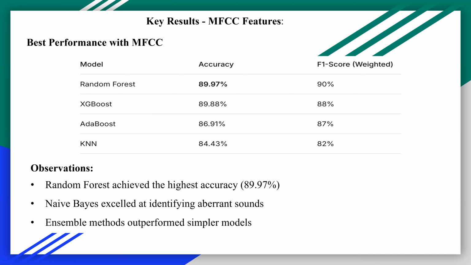Best performance with MFCC: we find random forest with the highest accuracy, 89.97%, and the weighted F score is 90%. XGBoost 89%, and the F score is 88%. AdaBoost 86.91%, and the F1 is 87. K-nearest neighbors 84.43%, and the F score is 82.